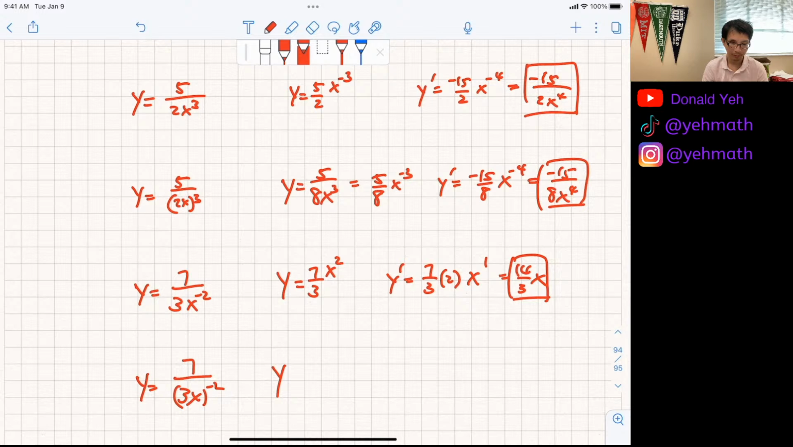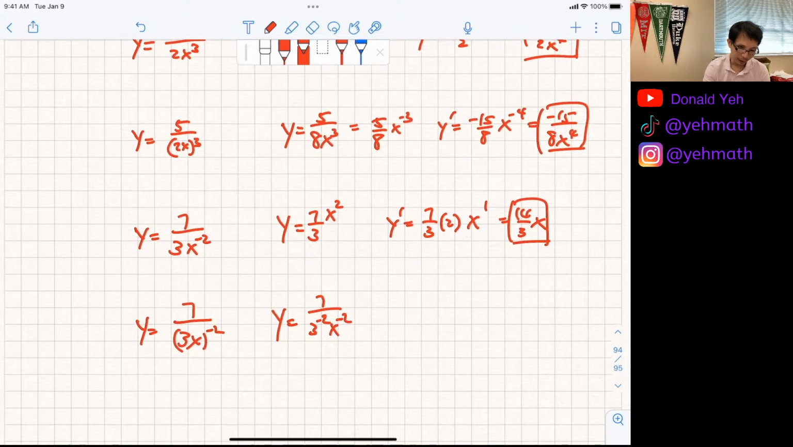The last one. How do we do it? Well, that's going to be 7 times 3 to the negative 2, right? X to the negative 2, right? Can I move it to the top? Yes. So 7 times 3 squared, x squared. So it'll be 63x squared, right? And if you take a derivative, that's going to be 126x.